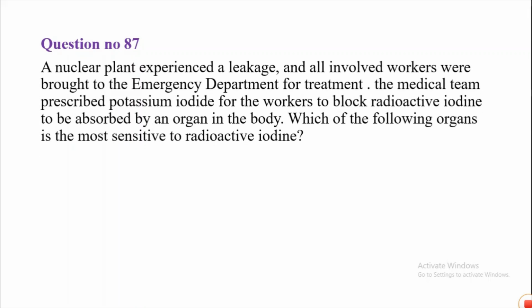Question number 87. A nuclear plant experienced a leakage and all involved workers were brought to the emergency department for treatment. The medical team prescribed potassium iodide for the workers to block radioactive iodine from being absorbed by an organ in the body. Which of the following organs is the most sensitive to the radioactive iodine? The options are number A, brain, number B, lungs, number C, kidney, number D, thyroid.